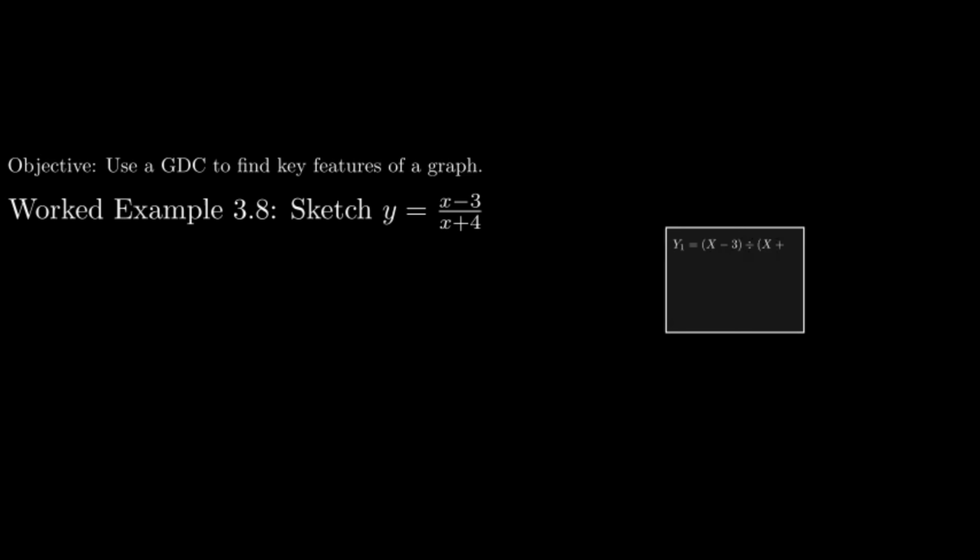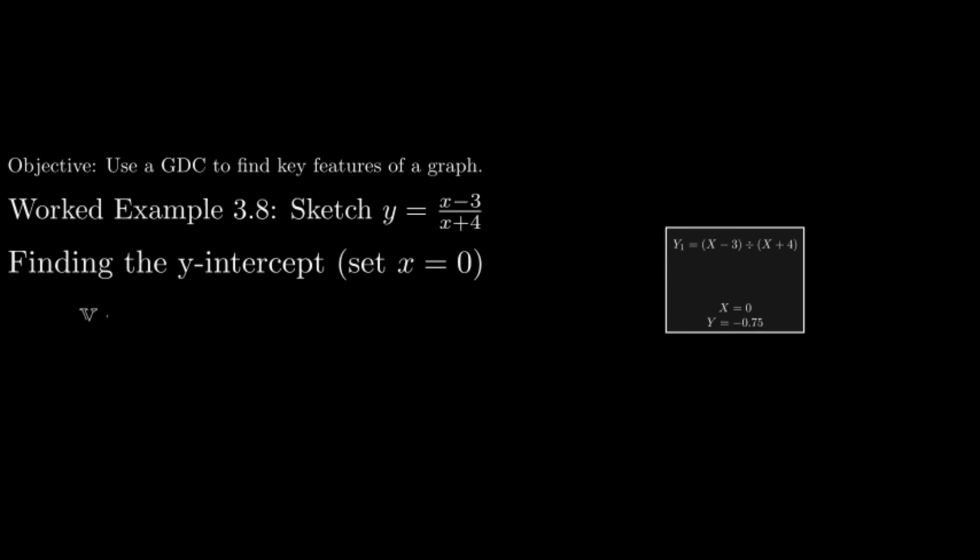You should enter it as y1 equals (x minus 3) divided by (x plus 4). Then press graph to see the initial sketch. Now let's find the intercepts. We'll start with the y-intercept. Remember, the y-intercept occurs where x equals 0. We can use the calculator's value or trace function.